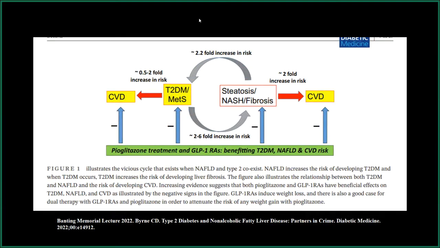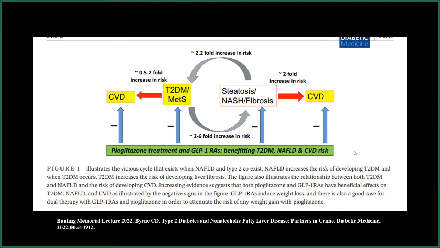And then I'll go to another area that has been studied with this, which is NASH. We talked about this; in fact, last year we had three or four talks on NASH and cardiovascular disease. One of the things there is that we know that NASH increases the risk of diabetes, and diabetes increases the risk of NASH and fibrosis. And both of these together will increase the risk of cardiovascular disease. So diabetes increases cardiovascular disease, and NASH increases cardiovascular disease.